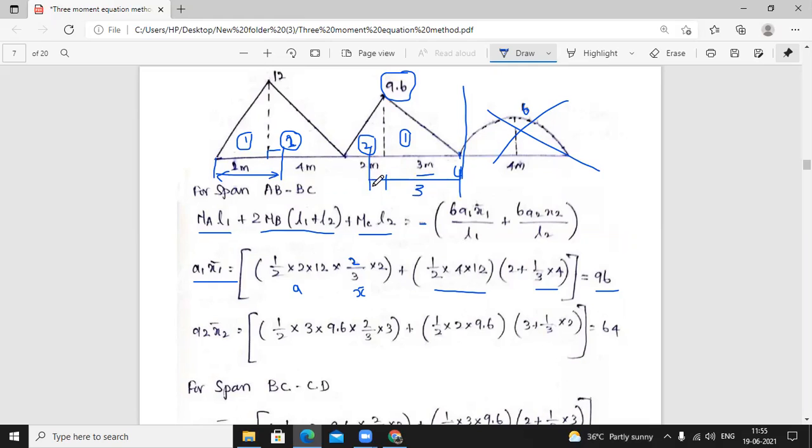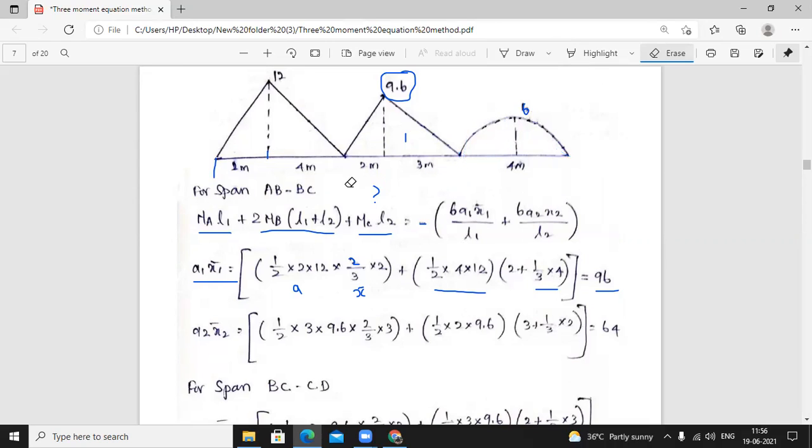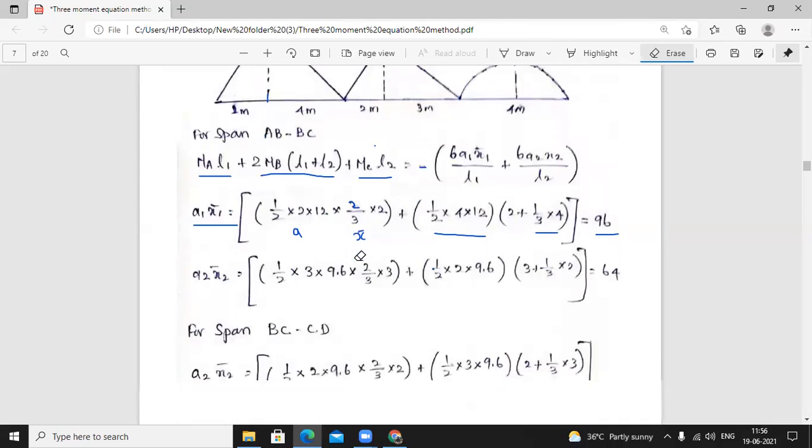What is this portion? It is 1/3 of 2, because I'm taking the centroid from the base. So 3 plus 1/3 of 2 is the centroid of this diagram. I think all of you understand the concept. So what is the value of A2 X2 bar? It is 64. Okay, students. So now we have A1 X1 bar and A2 X2 bar.